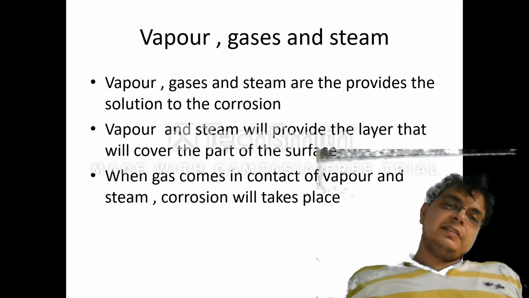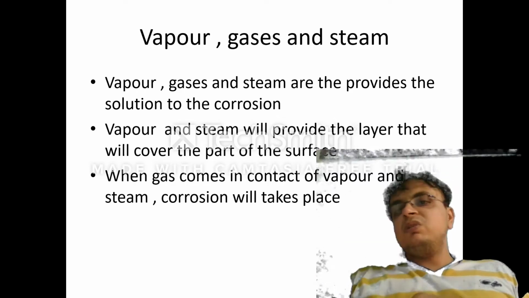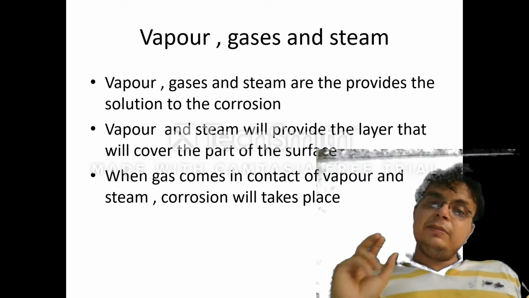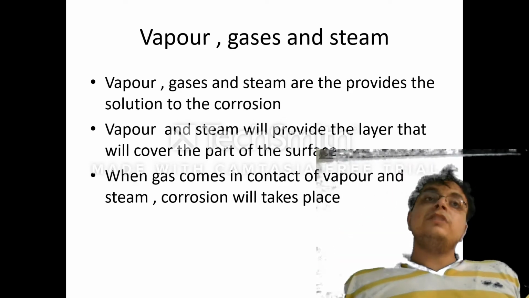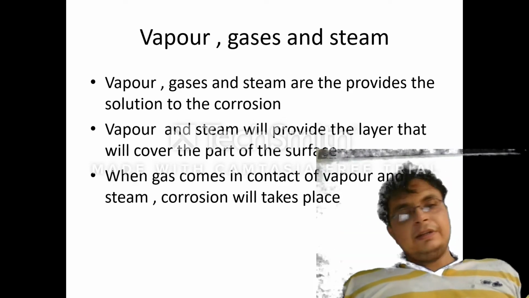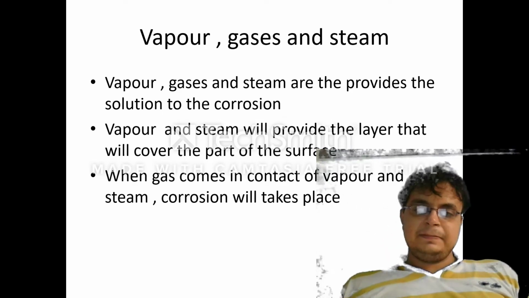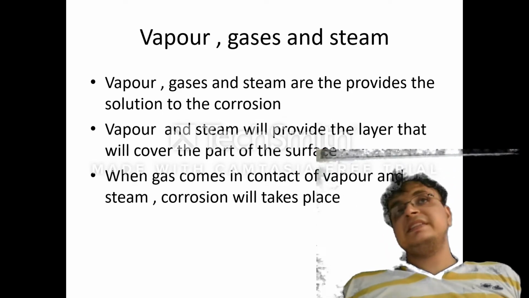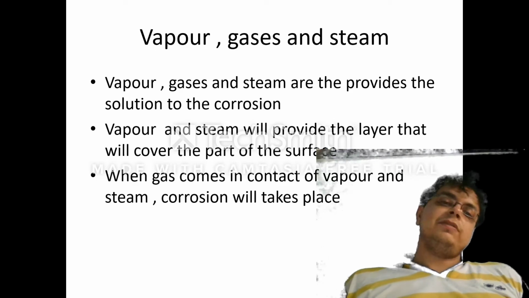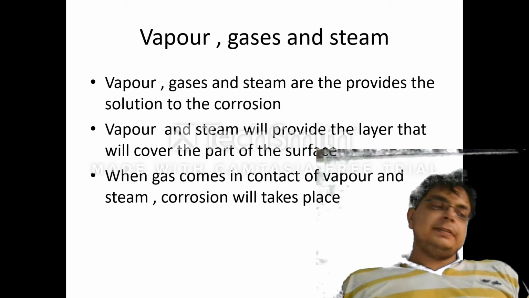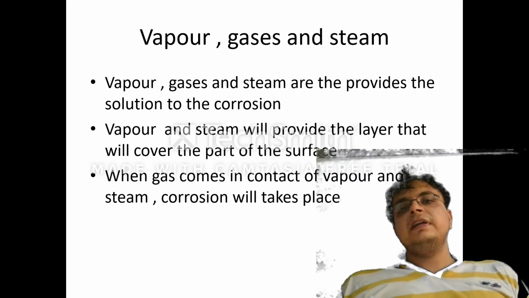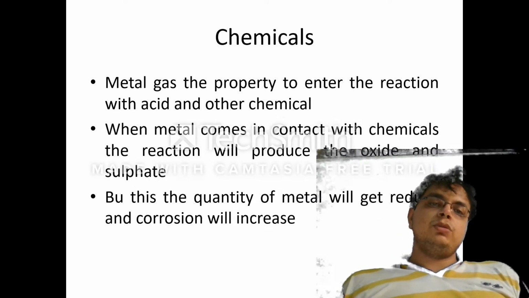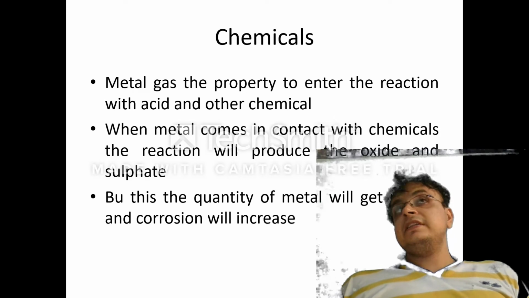So when these gases come in contact with the water and the steam, then ultimately a dangerous situation is formed on the surface. And when the gas combines with this water vapor and the steam, then corrosion will take place. So yes, we can say that with the help of the vapor, gases and steam, the corrosion can occur. Next is chemicals.